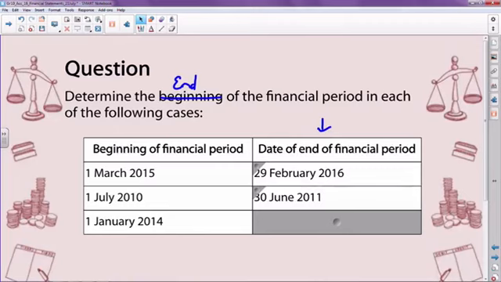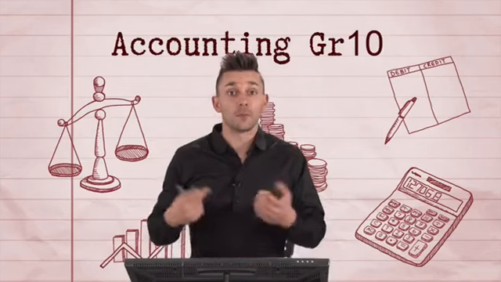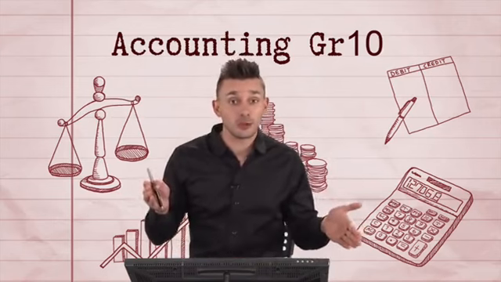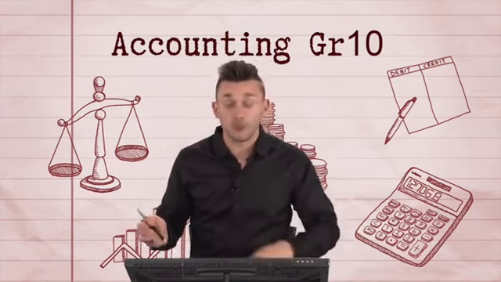If we start on the 1st of January, we will end on the 31st of December, and this is not correct. It needs to be 2014 because it's not 2 years, it is only 1 year. So be careful when you do the one for January, because if you count to the next year, like in the example, you're going to count 2 years. So from the 1st of January 2014 to 31 December 2014, that's 12 months, not 31 December 2015. So hopefully you'll know that.